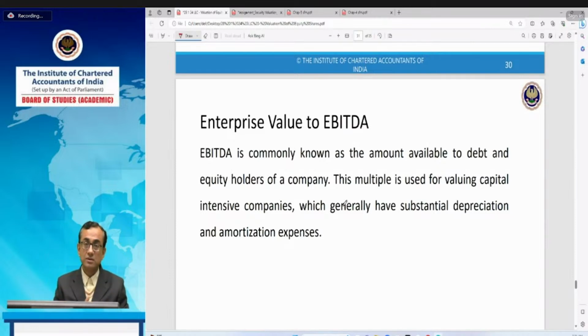And in case of valuation of equity shares, we mainly concentrate on this: if I am an investor investing in the shares of any company, what should be its value? So you can say valuation of equity shares is a narrower concept, and enterprise value is a broader concept.